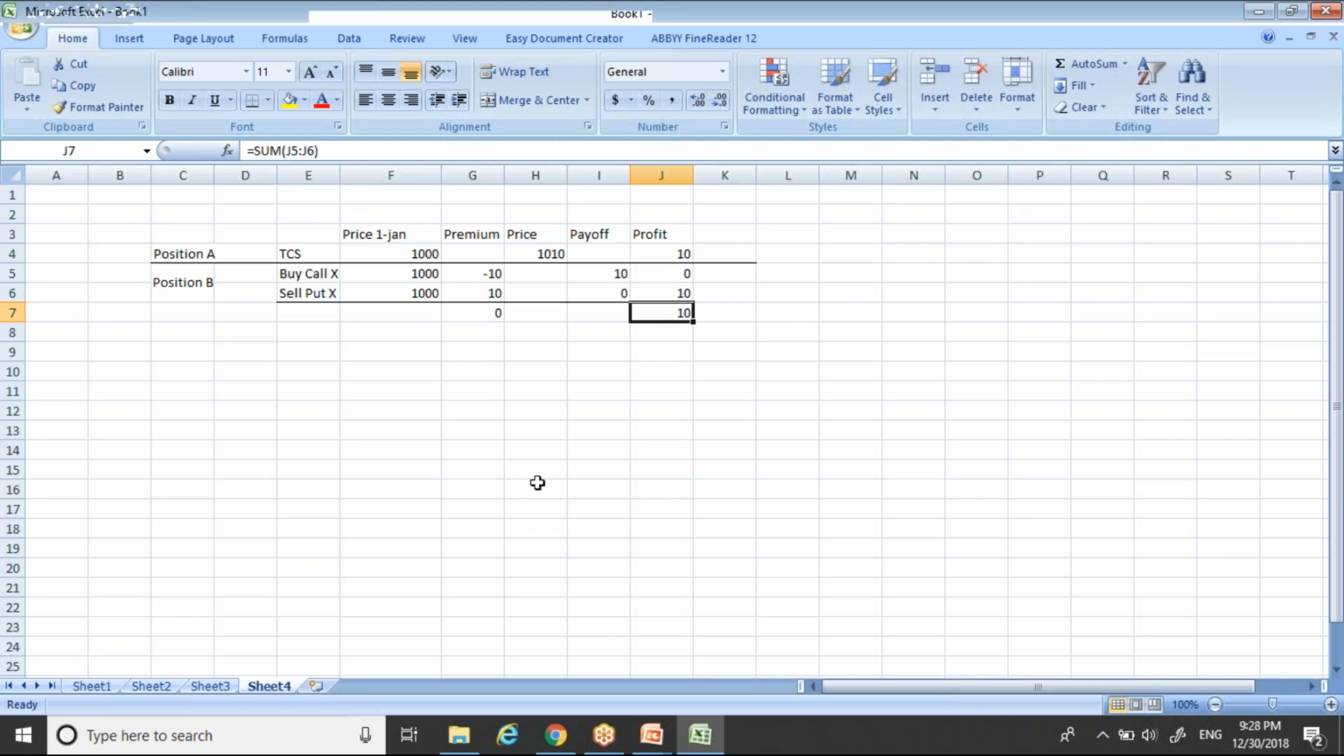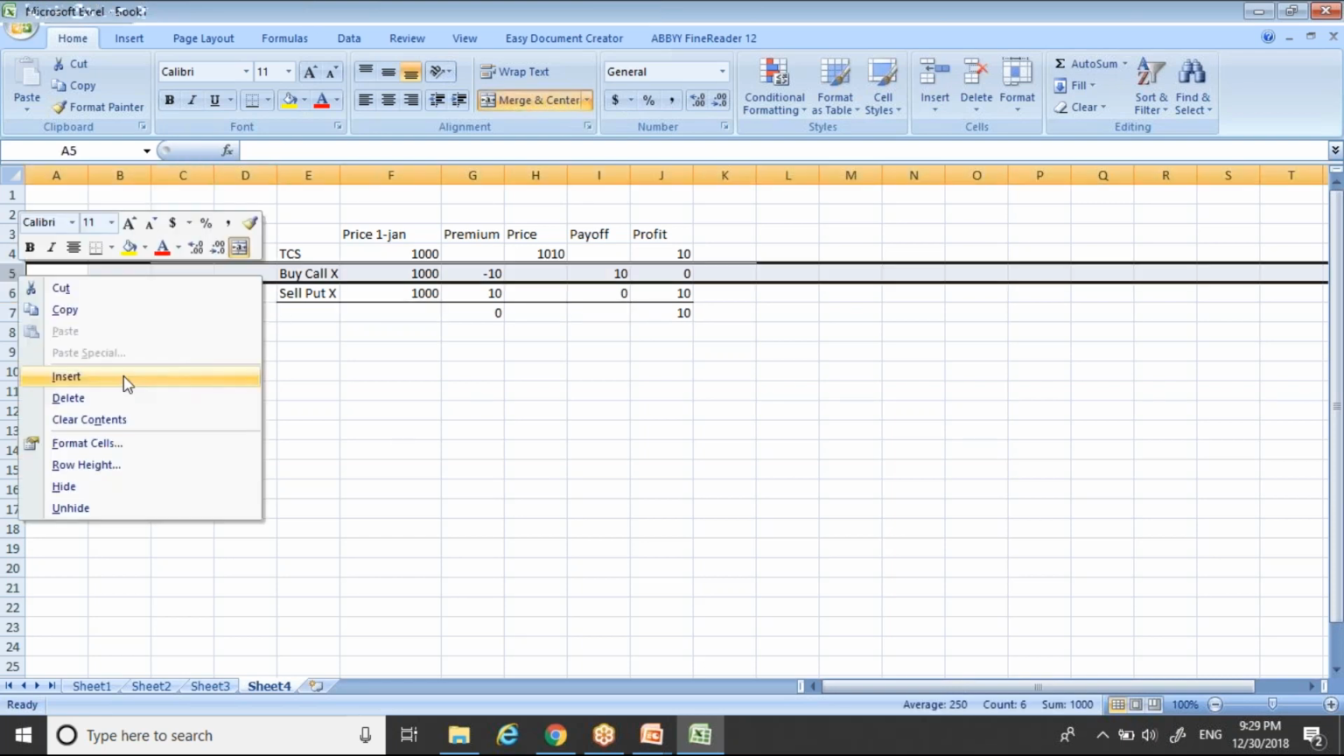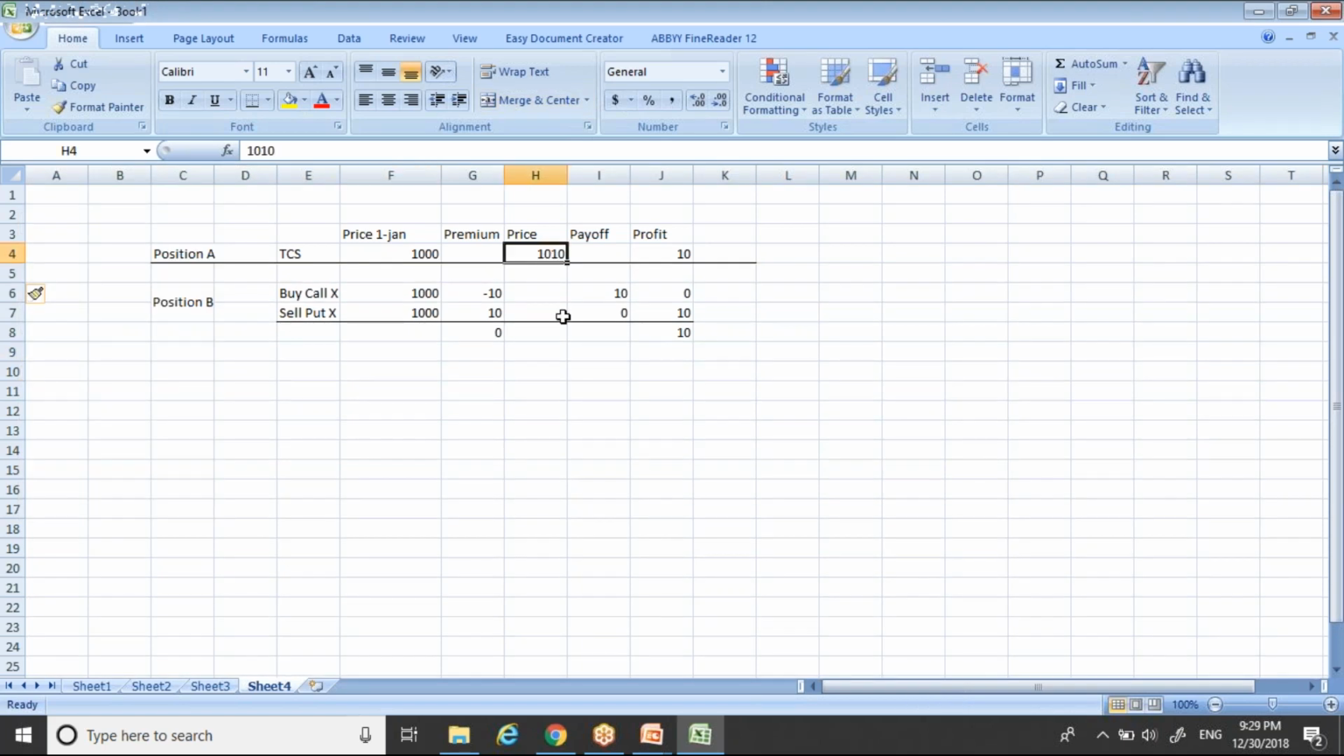So a synthetic position is like you can replicate one instrument's return by getting into one or more than one instrument, which is related somehow to the instrument, and you can get the same result out of that output. So that is a synthetic position. How about if the price goes down? Let's say price goes to 900. So we have a loss of 100 here, and we have a profit of 100 here. So that is all same.